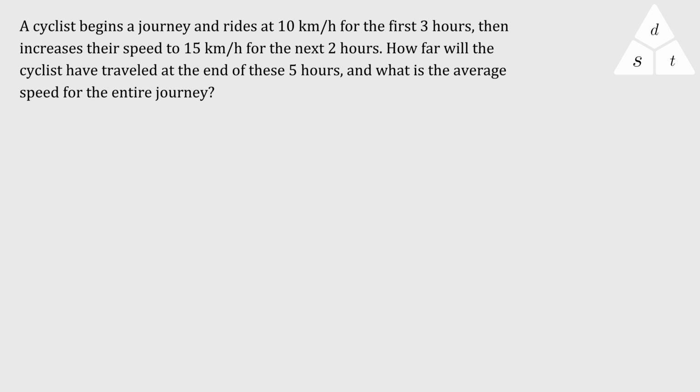Yet again, start off by writing down what is given. The first speed given is 10 kilometers per hour, and its time is 3 hours, which I labeled as time 1 or T1. The second speed is 15 kilometers per hour, and its corresponding time is 2 hours, labeled as time 2. The question wants you to find the total distance and the average speed. We'll start off with the total distance.